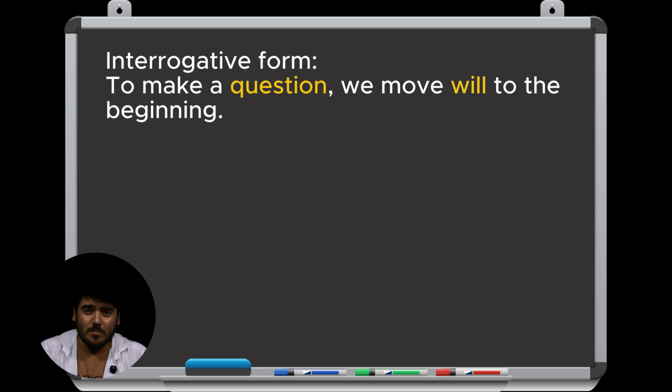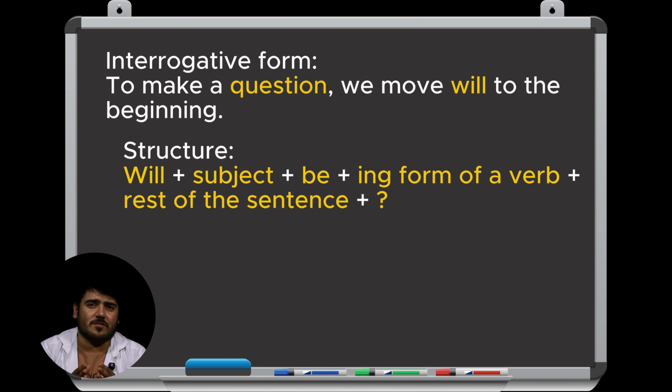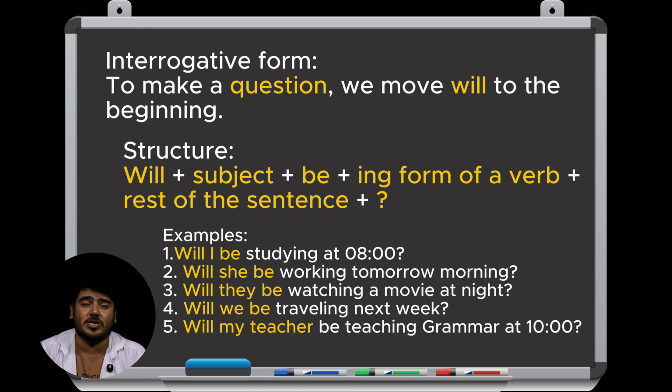Interrogative form. To make a question, we move will to the beginning. The structure: will plus subject plus be plus ing form and then rest of the sentence. Like, will I be studying at 8? Will she be working tomorrow morning? Will they be watching a movie at night? Will we be traveling next week? Or, will my teacher be teaching grammar at 10?